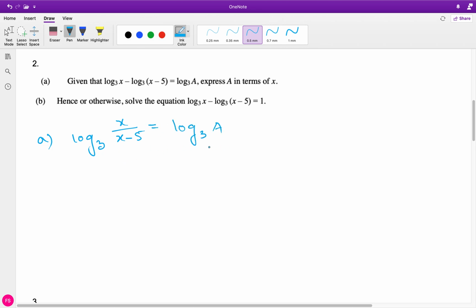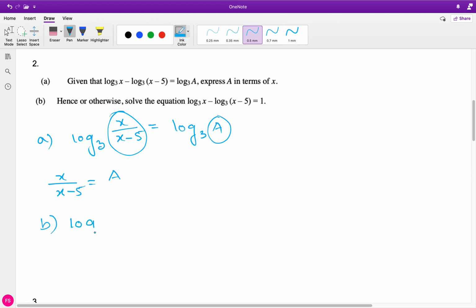If you have log on both sides with the same base, this equals this. So you can get rid of the log and you can just write x over x minus 5 equals a. That's your answer for a, because we just need to express a in terms of x. We don't have to solve anything, just a equals what. For b, you have to solve this equation, but now we have a value instead of this one. So the same expression, but this equals 1. Let's see how to do that.